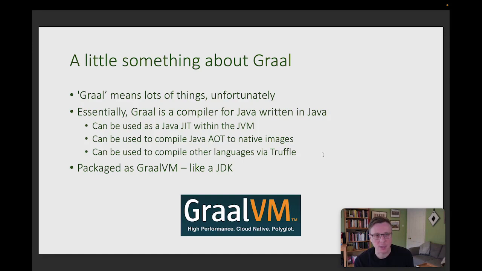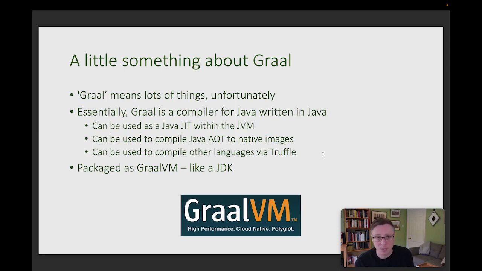So Graal means a lot of different things, unfortunately. It can be a little bit confusing and different people use it to mean slightly different things. Sometimes people can sort of talk past each other. So essentially Graal is a compiler for Java that's written in Java. And by that I mean it produces machine code from Java bytecode. So I'm not talking about a compiler from Java source code to Java bytecode.